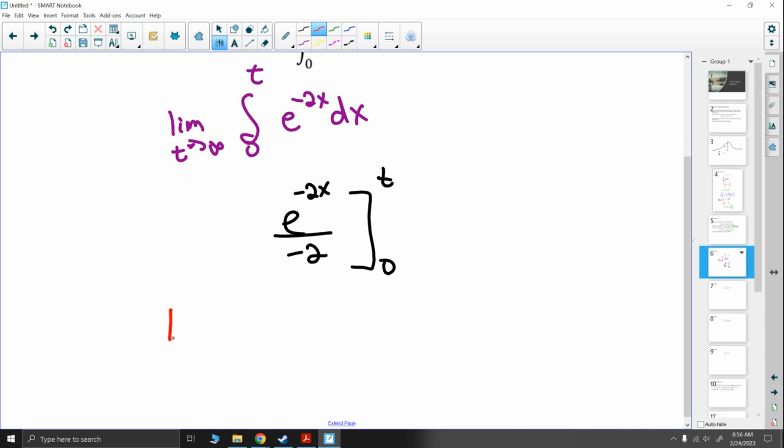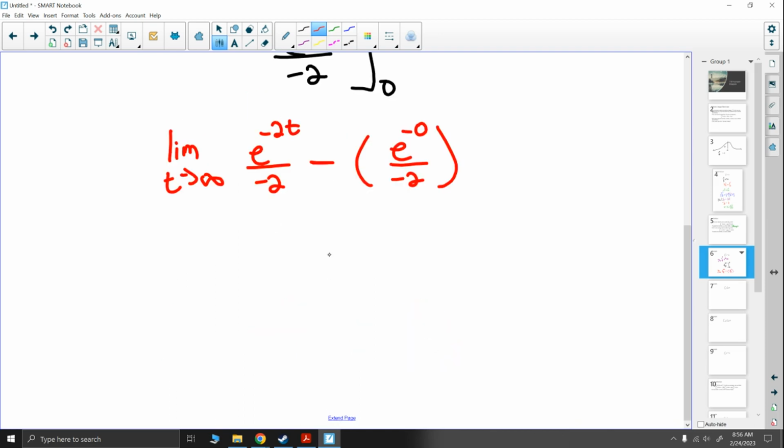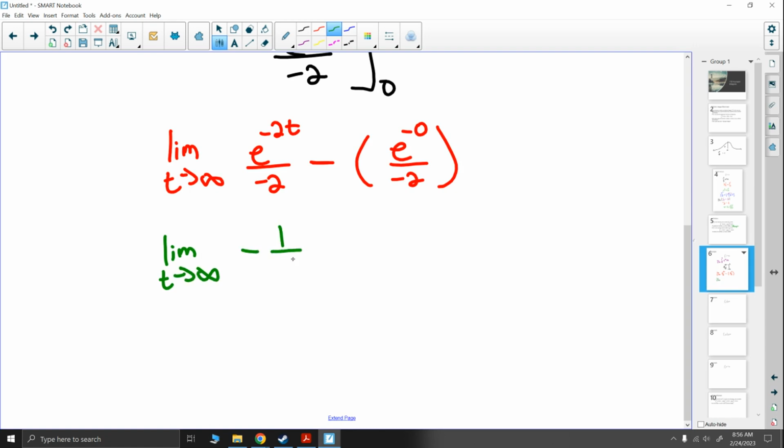All right, so we plug t into this and 0 into this. So let's start with t. This is the limit as t approaches infinity of e to the negative 2t over negative 2, minus e to the negative 0 over negative 2. Okay, so if we rewrite this, this is the limit as t approaches infinity of negative 1 over 2 e to the 2t, minus, since e to the 0 is 1, a negative 1/2.